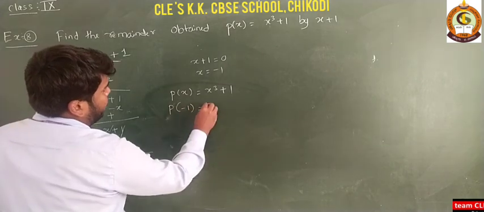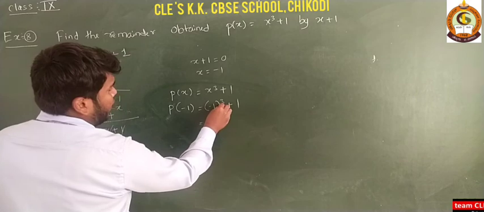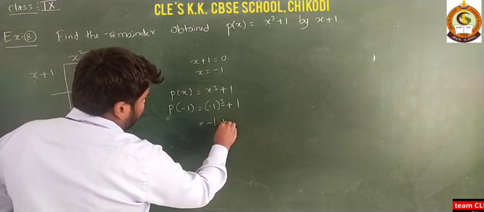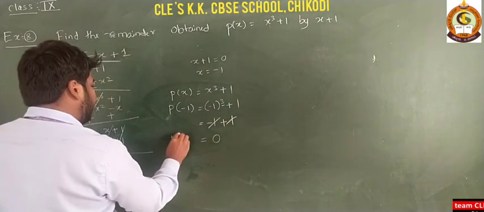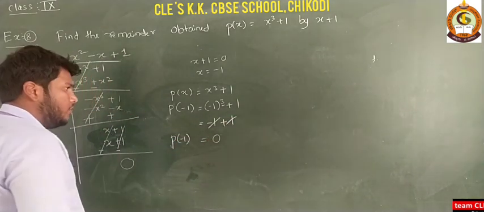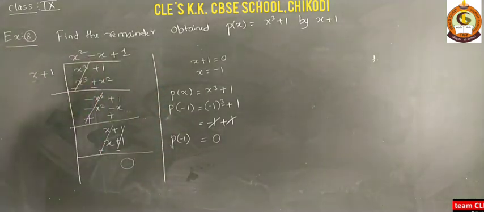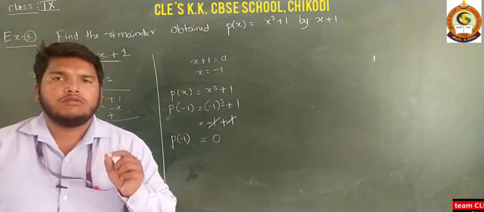If I substitute, that is minus 1 whole cube plus 1. Whenever the exponent is odd, we get a negative answer, that is minus 1 plus 1. Minus 1 plus 1 get cancelled, and the remainder is 0. If we substitute x equal to minus 1, p of minus 1, the remainder is 0. So this is by the remainder theorem, and this is by the factorization of polynomials method. Okay dear students, so please note down these two problems.